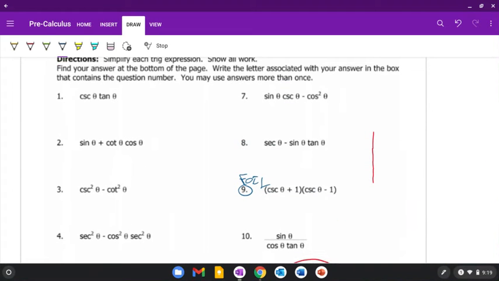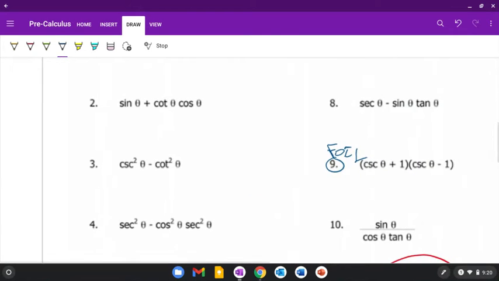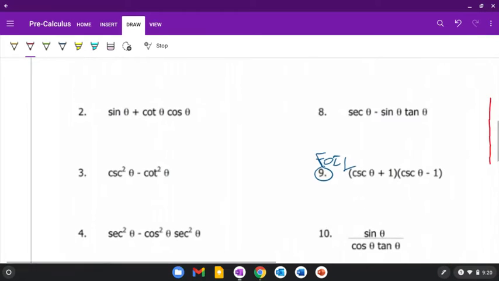Let's see, maybe we'll attack one more together where you need a common denominator. Which one do I want to do? All right, sorry about this. Let's do number 2. I'm going to show you number 2. All right, so for number 2, the strategy is to make everything sines and cosines probably. Sine of theta plus cosine theta over sine theta over cosine theta, right?